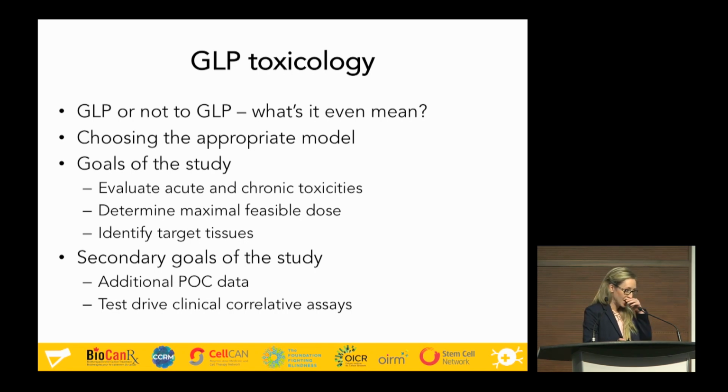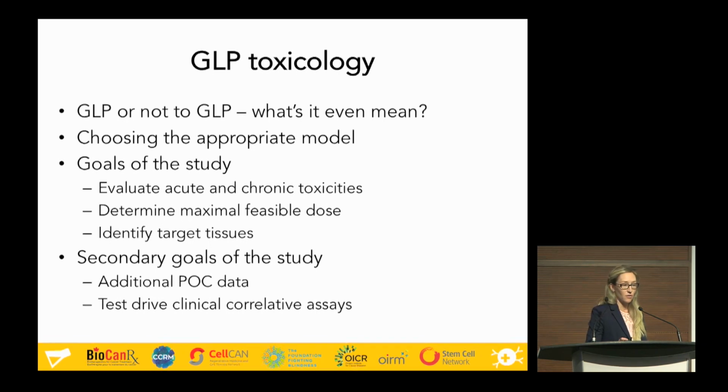The goals of your study, obviously, to evaluate acute and chronic toxicities, determine what your maximal feasible dose is. So you're supposed to continue dosing up in your tox studies to try to learn at what point you start to see the animals get sick. Because you can certainly scale to patients and then try to figure out where it makes sense to be a safe starting dose in your human clinical trial. And then, as I mentioned, identify target tissues.